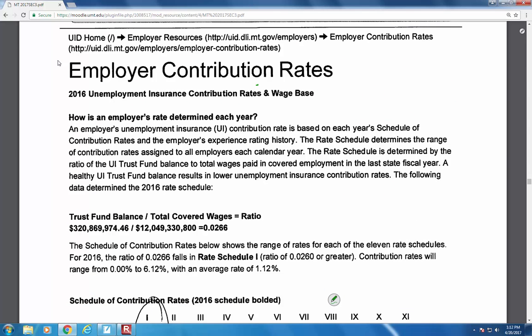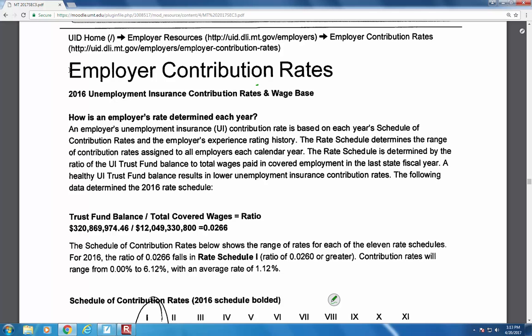This is from the DOLI website, doli.montana.gov. And these are the 2016 rates and wage base. Now, we have not really talked about how SUTA works in Montana because I kept saying we're going to talk about that when we get to the Montana section. So this is where we're really going to dial in and learn about the SUTA program in the state of Montana.